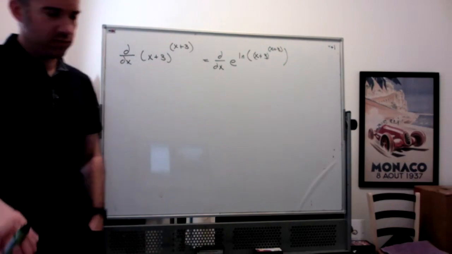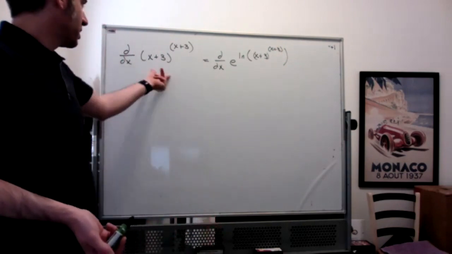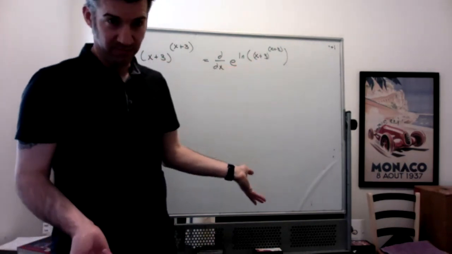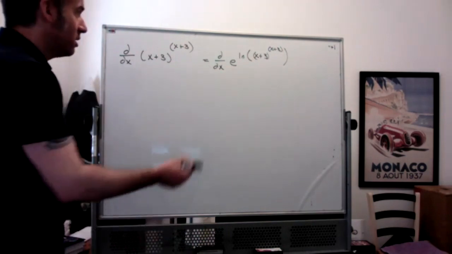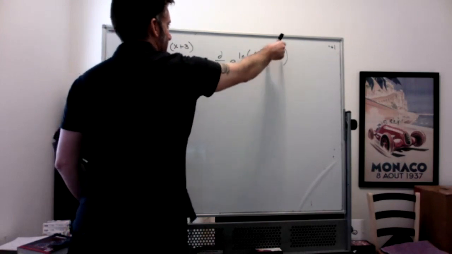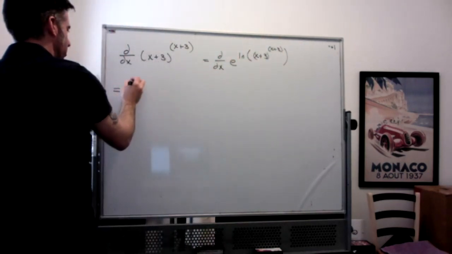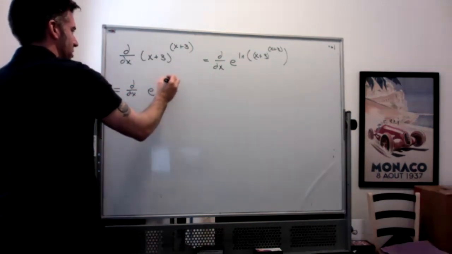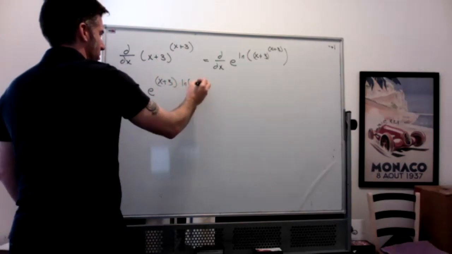Right? Something is always equal to e to the natural log of that same thing. So we can then use the properties of logarithms to rewrite this exponent, the natural log of x plus 3 to the x plus 3. That x plus 3 can come down in front, and we can rewrite this as the derivative of e to the x plus 3 times the natural log of x plus 3.